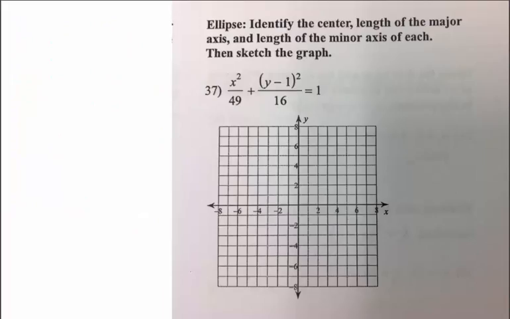So the ellipse is another shape that we have. The formula looks similar to the hyperbola, but it's a plus sign instead of a minus sign because the ellipse is connected. It's not broken apart, but all of the pieces we need to find are exactly the same.